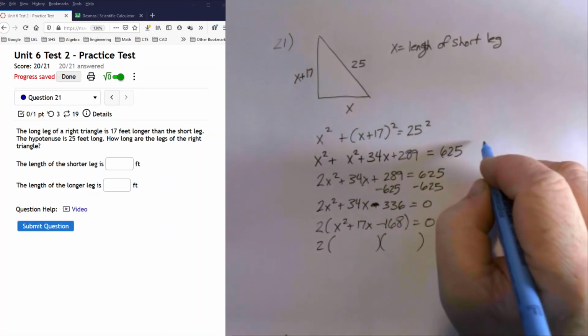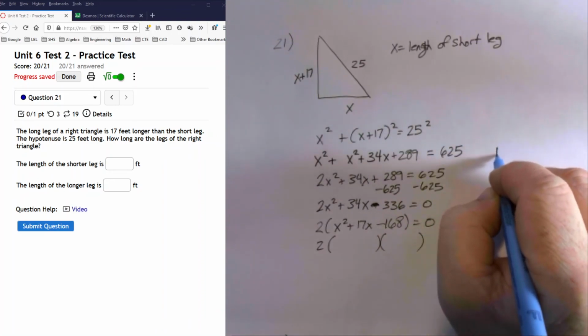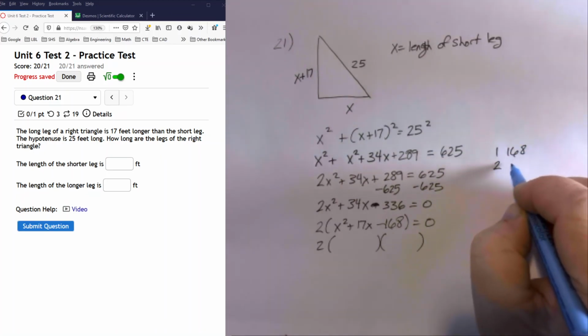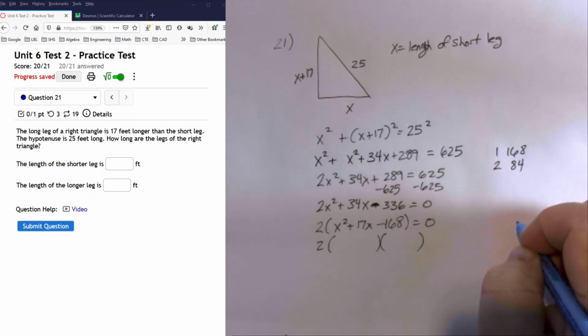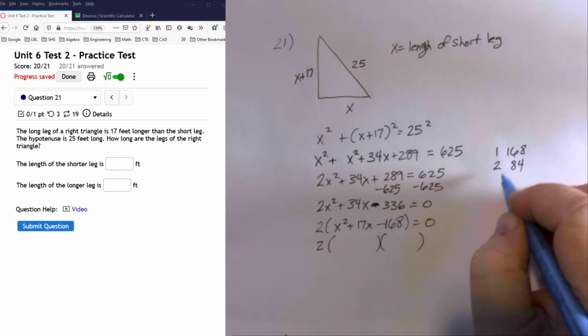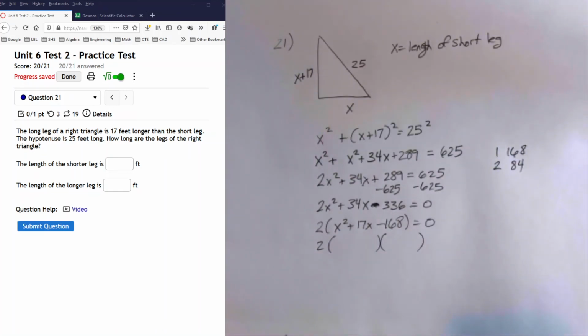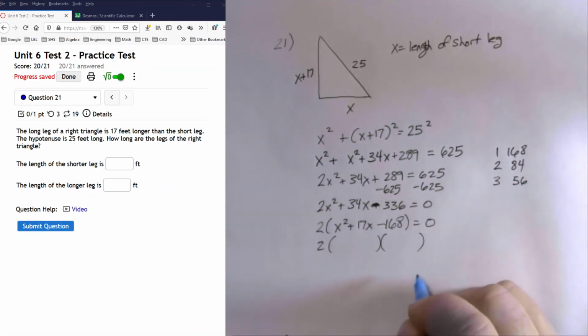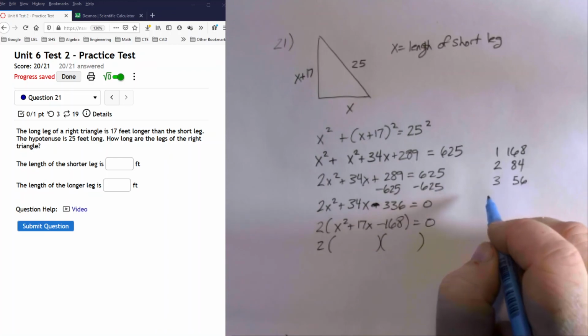So again, this is going to be a little bit of a journey here. So we got 168, 1 and 168. We've got 2 and 84. We've got 3 goes into that. I'm using the calculator to help me with this. So this is 3 and 56. Okay, I'm looking for a difference of 17.